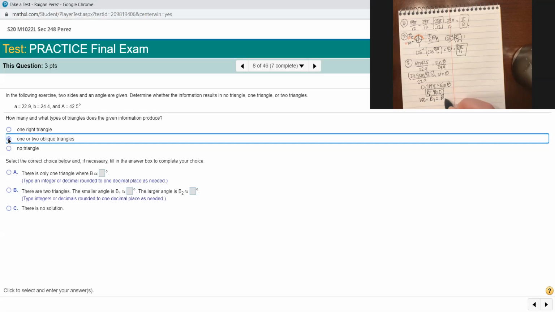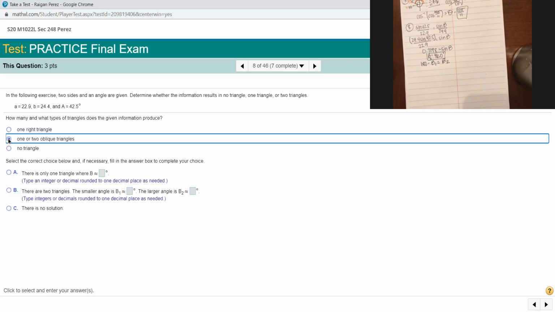And I'm writing all this down, so if you want these notes to write down with you, you can. So 180 minus 46 would be 134. I'm going to put 0.0. B2. But you have to check and make sure that this plus A isn't bigger than 180. So 134 plus 42.5, I got 176. So we're good. It's less than 180.